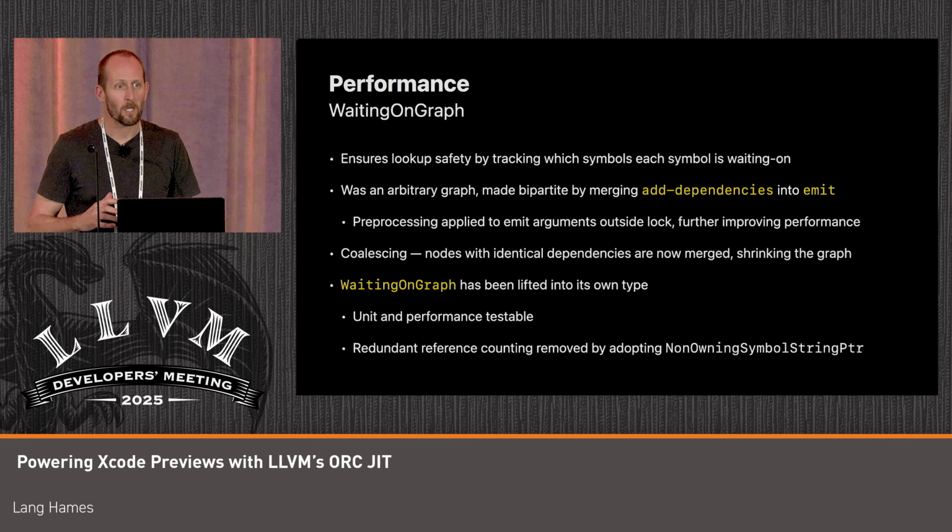And as a little bit of extra polish, the node labels used to be reference counted types, but we were able to show that anything that was in this graph had corresponding references in the symbol tables elsewhere, so those reference counts were never going to drop to 0 and they were redundant work. So we were able to adopt the new non-owning symbol string pointer type as our label for the nodes in this graph, and that eliminated that reference counting as well. Taken together, all of these improvements were good for performance improvement on the order of 100x to 10,000x on some of our pathological cases.